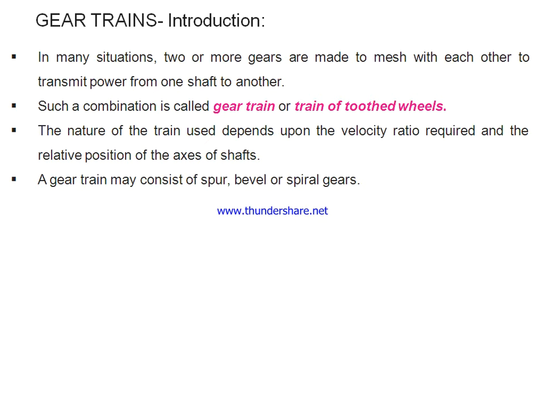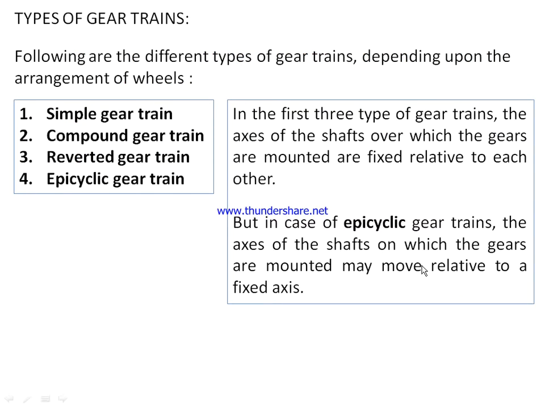The nature of the train used depends upon the velocity ratio required and the relative position of the axis of the shafts. A gear train may consist of spur, bevel or spiral gears.